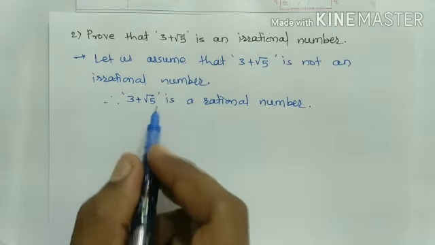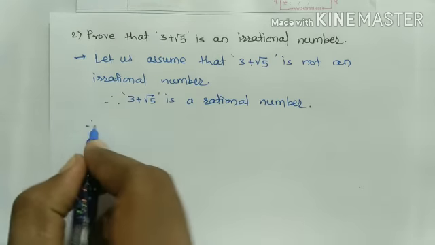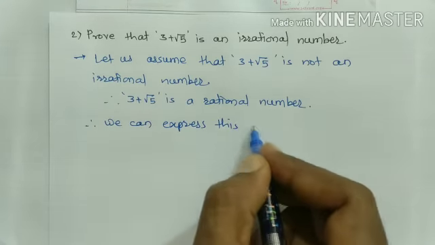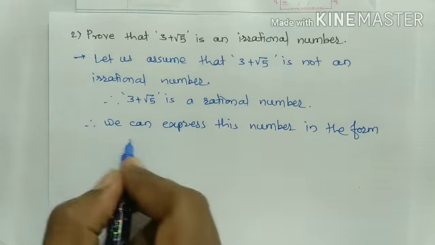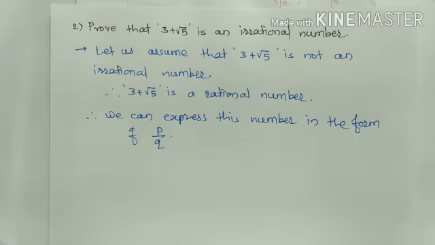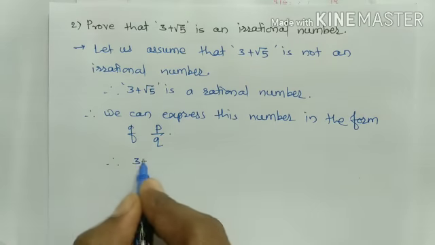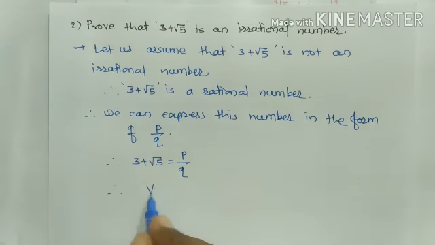Now when or if this is a rational number, then we can express this number in the form of P upon Q, because P upon Q is the reducible form of the rational number, and we can express any rational number in the form of P upon Q. Therefore here we can write this 3 plus root 5 equals P upon Q, and therefore this root 5 equals P upon Q minus 3. हे plus 3 आहे, साइड चेंज केल्यावर हे -3 होईल.